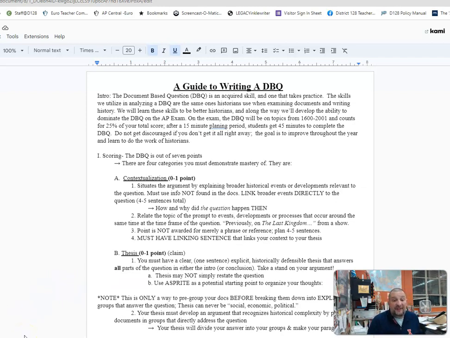For your thesis, you must have a clear, one-sentence, explicit, historically defensible thesis that answers all parts of the question. You need to have it either in the intro or the conclusion. One thing they really want you to do is take a stand on your argument. If it's asking for the most significant impact, give them the most significant impact. If it's asking whether it was more religious or political, take a stand: it was more religious. We'll go into how to say it also was political, but take a stand. Your thesis may not simply restate the question. It can't just be rewording it in a statement of fact.